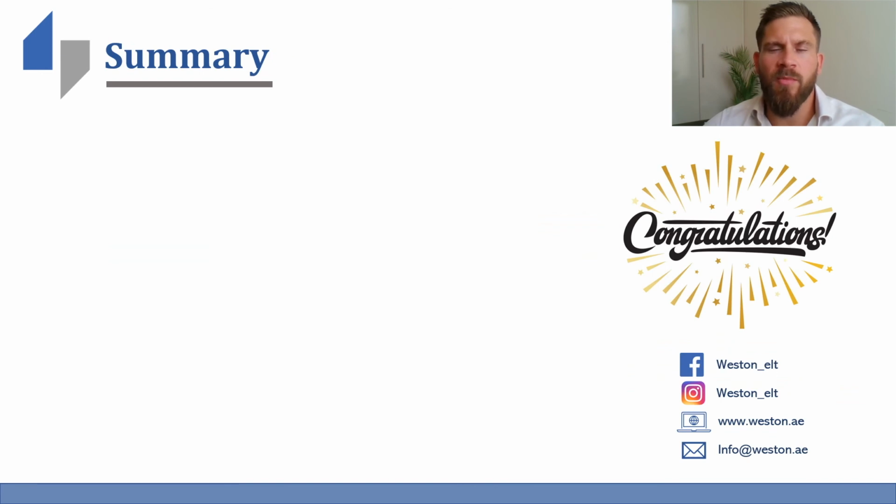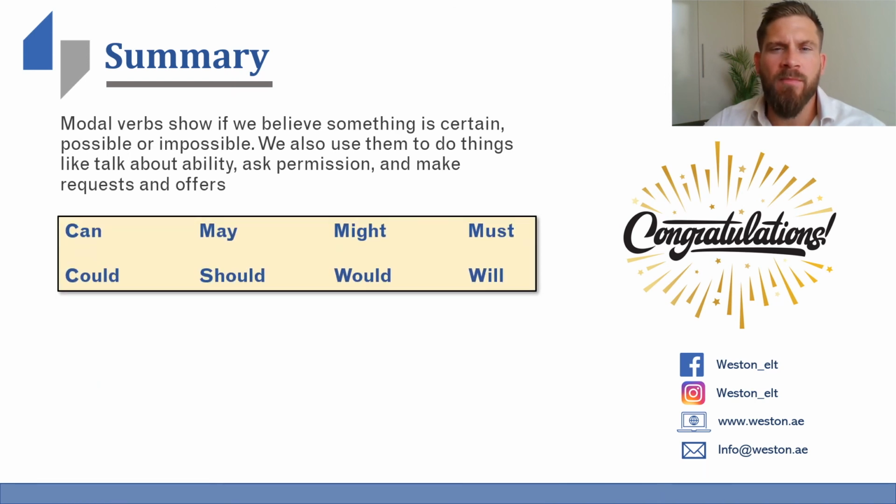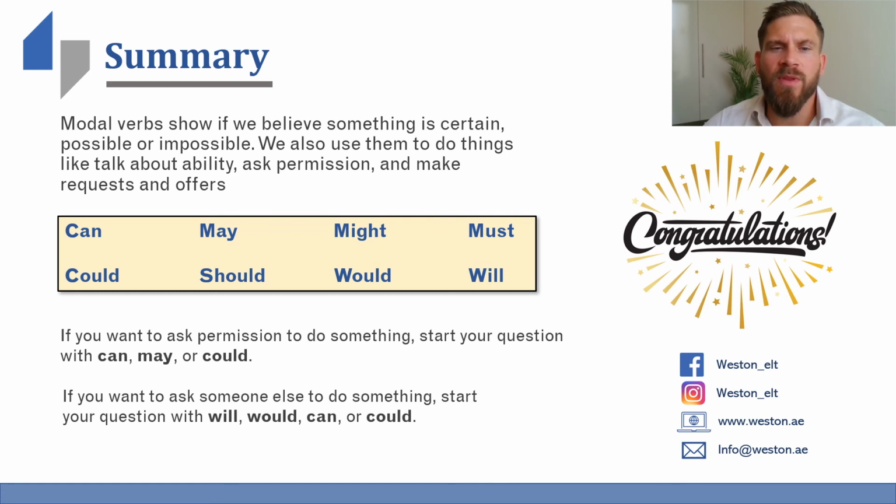So, in summary, modal verbs show if we believe something is certain, possible, or impossible. We use them to do things like talk about ability, ask permission, and make requests and offers. These are our main modal verbs: can, may, might, must, could, should, would, and will. If you want to ask permission to do something, start your question with can, may, or could. If you want to ask someone else to do something, start your question with will, would, can, or could.